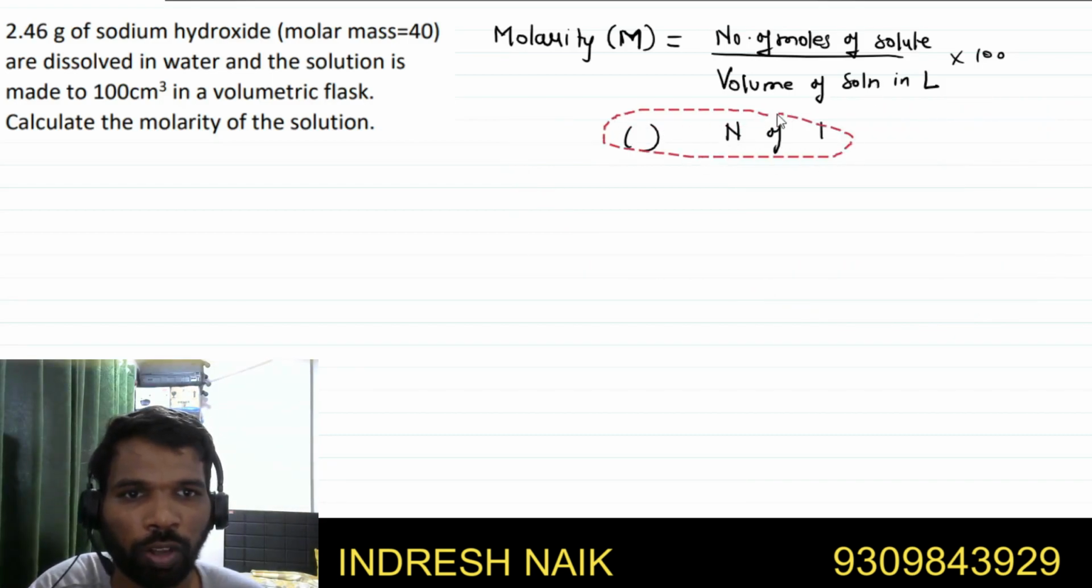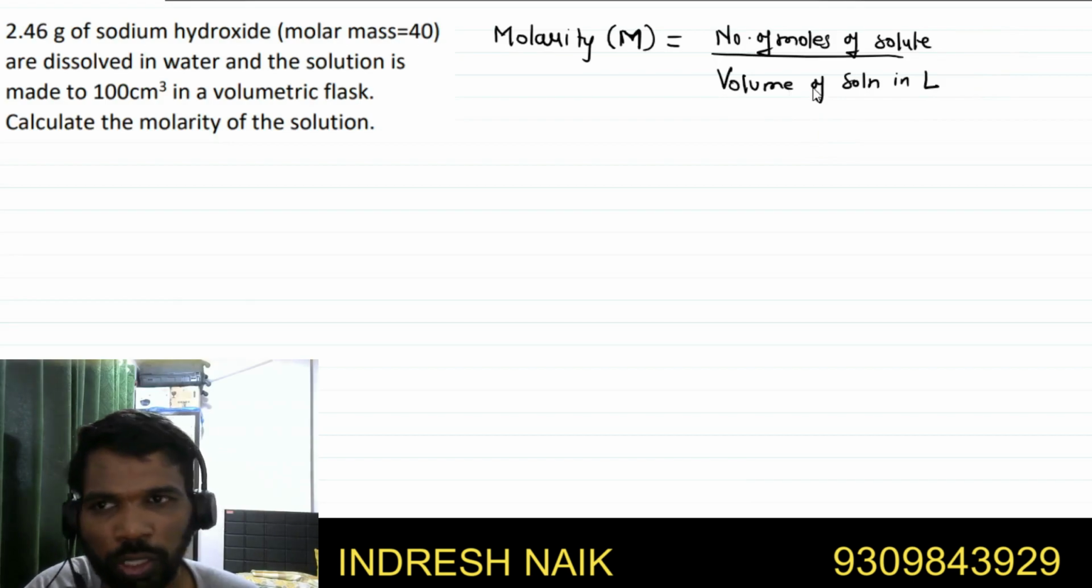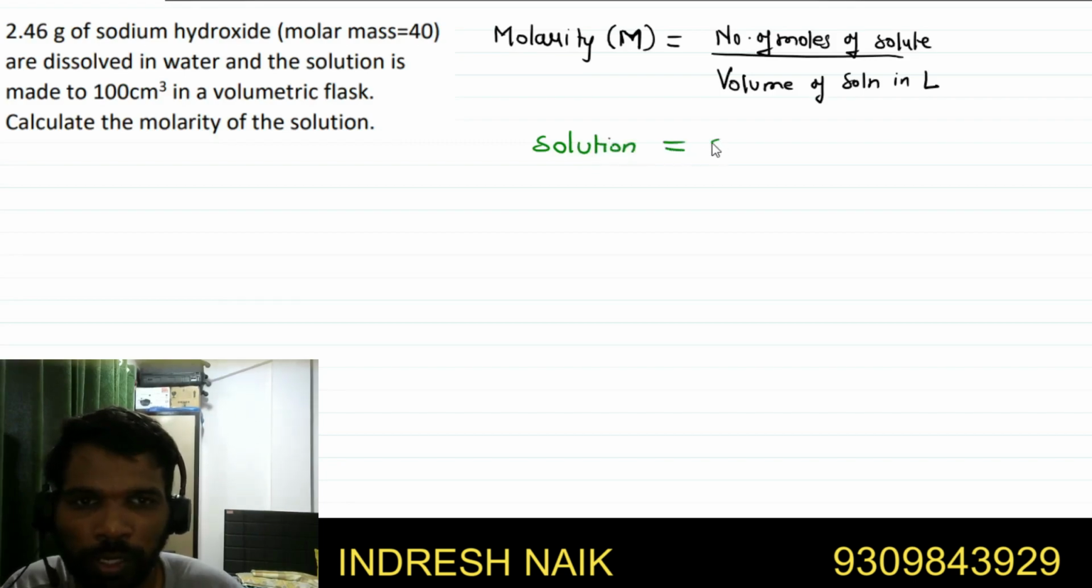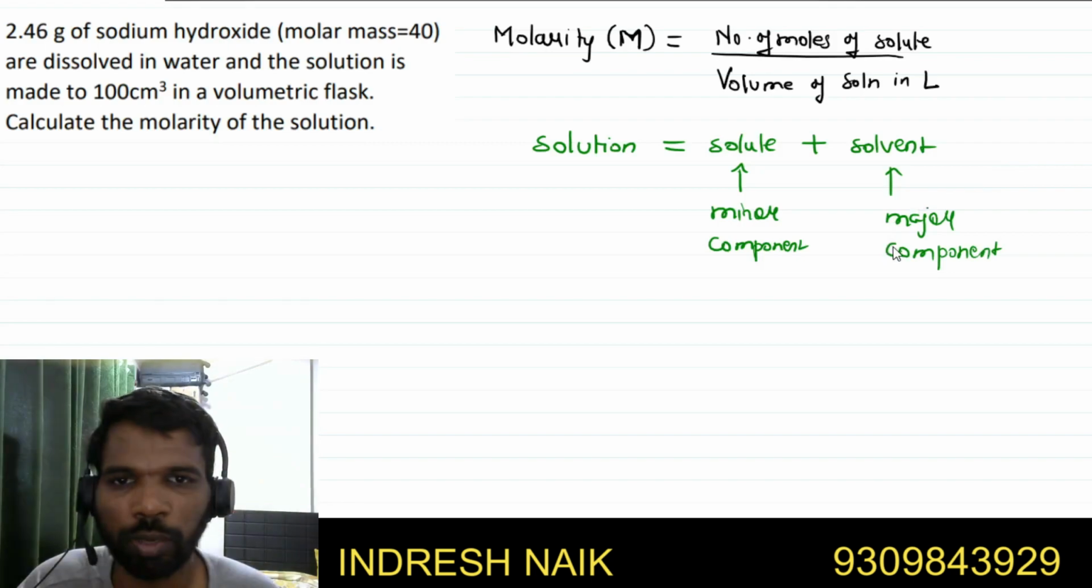Whatever the units of the volume of the solution given, I suggest that you first directly convert it to liter, right? Now, number of moles of solute. See, a solution is made up of two components: one is solute and the other is solvent. Together they make the solution. The solute is the minor component, the smaller one, and the solvent is the major component.